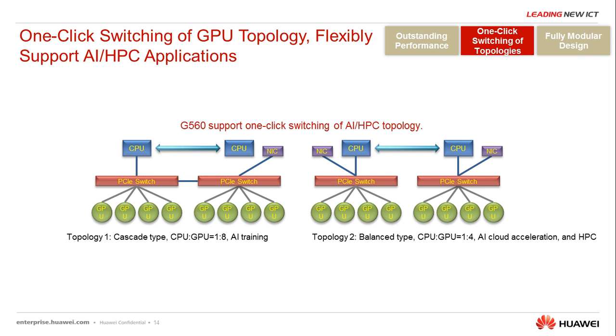Topology 2 is a balance type. Every 4 GPUs are connected to one CPU, and the CPU to GPU ratio is 1 to 4. In this way, multiple GPUs can be aggregated to provide computing, while the CPU and GPU can directly interact with each other. This topology applies to scenarios such as HPC and AI intelligent cloud acceleration.